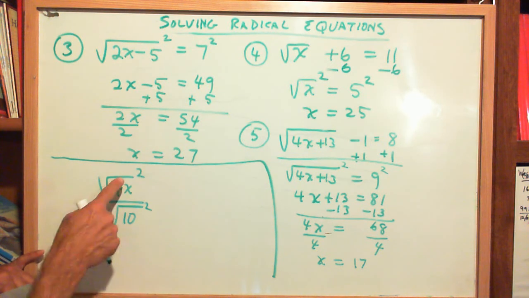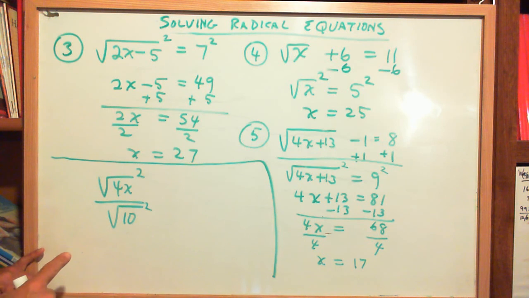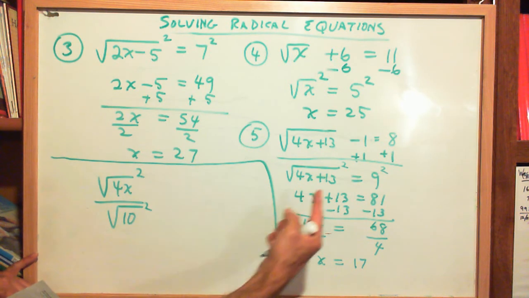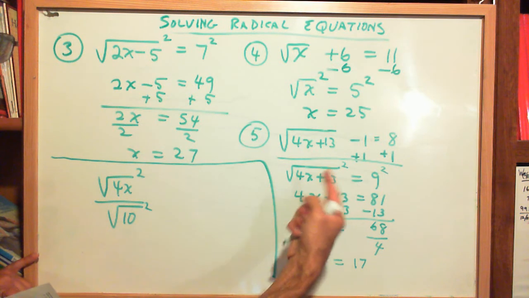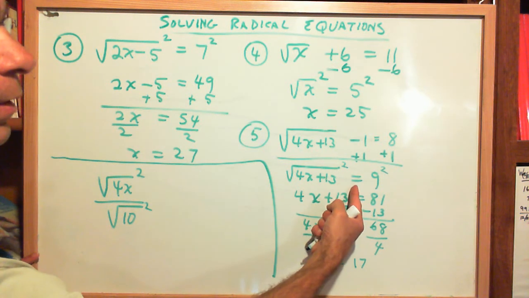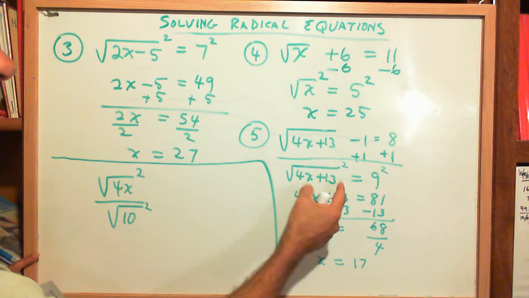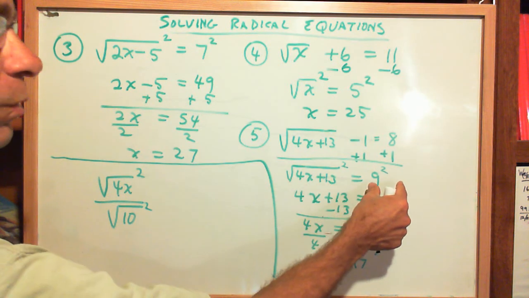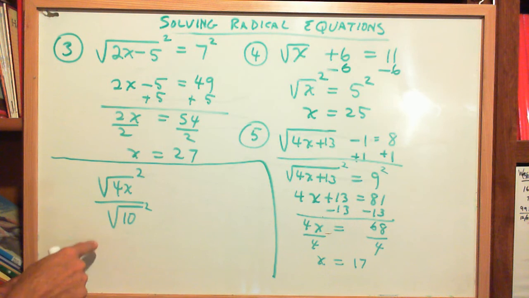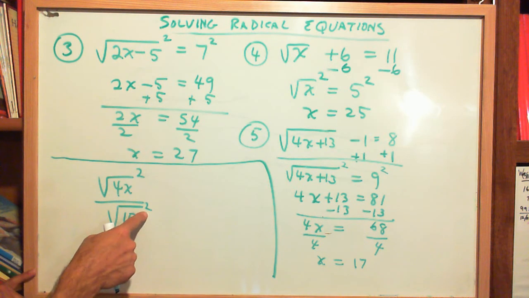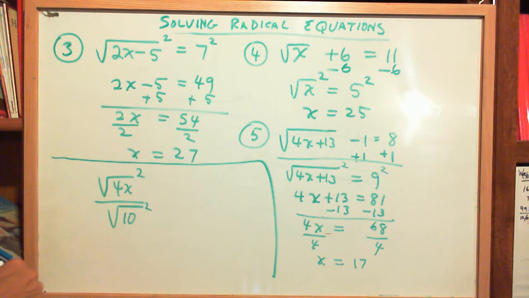The only time you can square two sides legally is when there's an equal sign, because you have to use the golden rule of algebra. Whatever you do to one side of the equation, you must do to the other side of the equation. There's no equation here. This is just a fraction. So by squaring both top and bottom, you just change the fraction. Totally change the fraction.